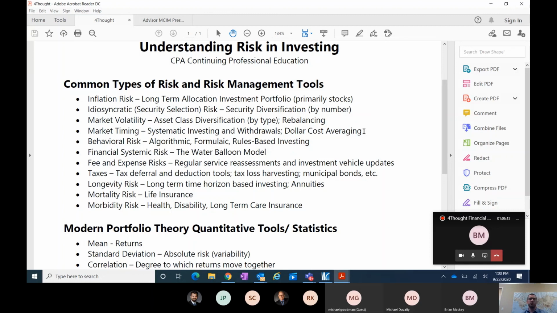Morbidity risk, the risk of getting sick, effectively. Health insurance, long-term disability insurance, short-term disability insurance, long-term care insurance. These are all things that you have to pay out-of-pocket money for. You have to pay an insurance premium for them, and sometimes that can be hefty. But if you look at it on a statistical basis, the risk of becoming disabled or getting sick is much higher than the risk of death up to a certain point.